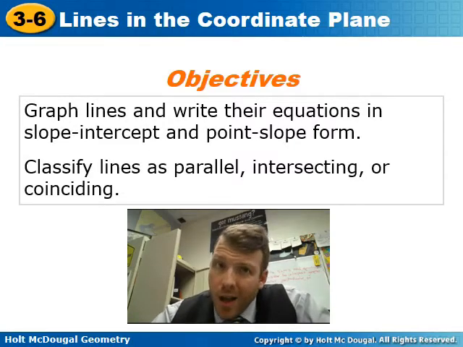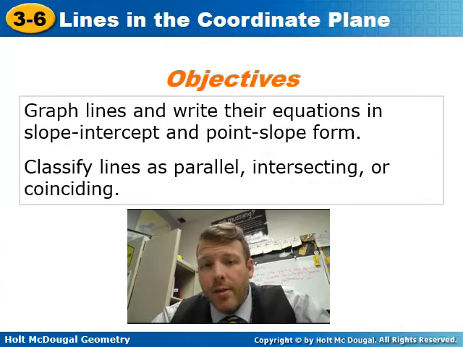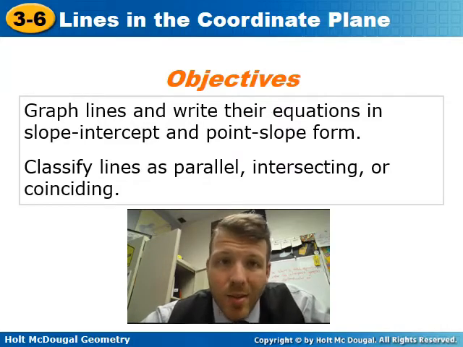Okay, today we're going to talk about 3.6, which is lines in a coordinate plane. We're going to talk about how to graph lines, write their equations in slope-intercept and point-slope form. We're also going to classify lines as parallel, intersecting, or coinciding. Okay, real quick, this is all review.